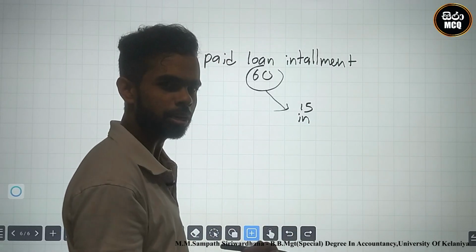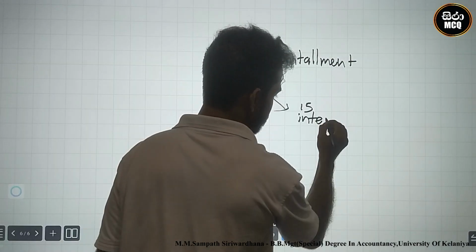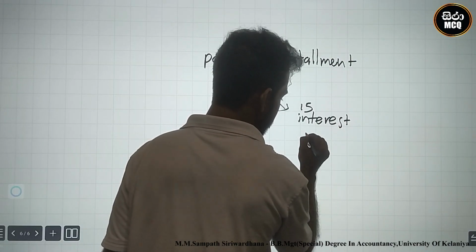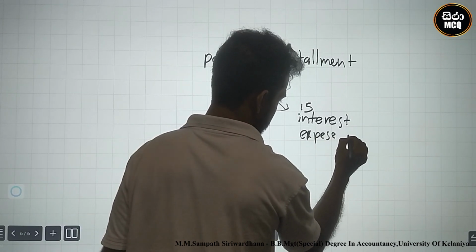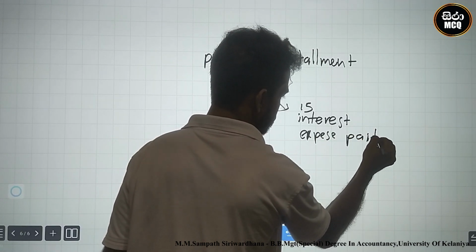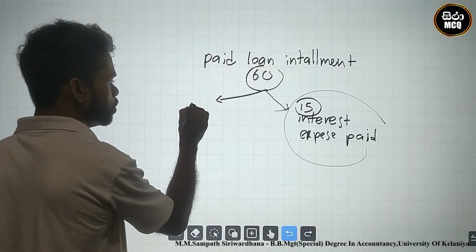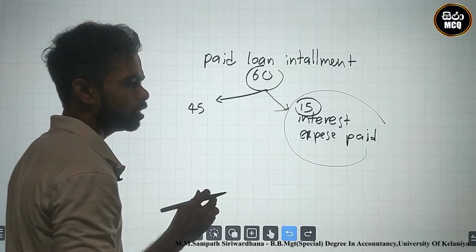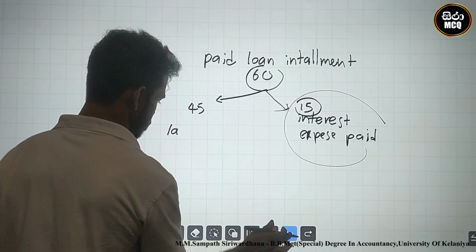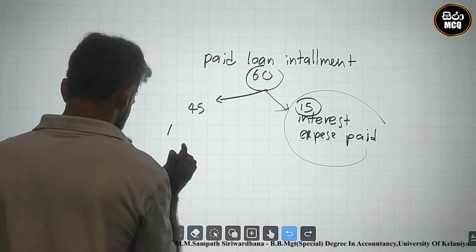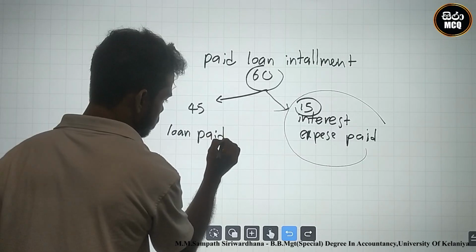Which one? Expense or income? Interest expense. Interest expense paid there. The remaining amount is 45. 45 is the loan capital amount paid. Actual loan paid amount. Loan paid amount.